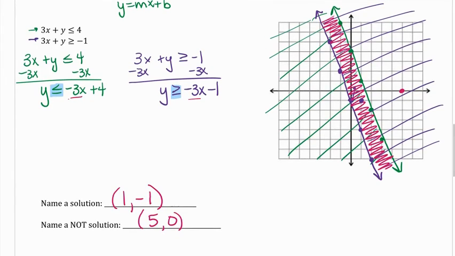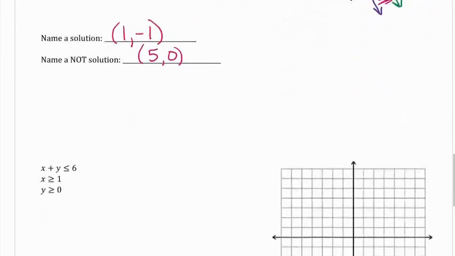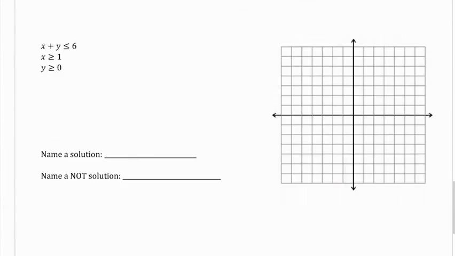Okay, so just keep a lookout. You can still have a solution to a system of inequalities even if the lines are parallel, as long as the shading overlaps. Now, it is possible to graph parallel lines and then the shading doesn't overlap. So if you have a situation where your shading doesn't overlap, then there won't be a solution to that system. All right, let's try one more here.